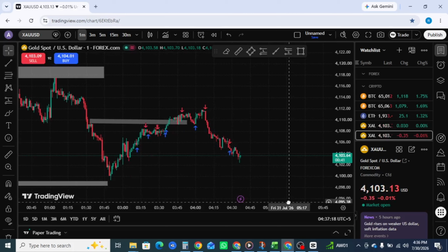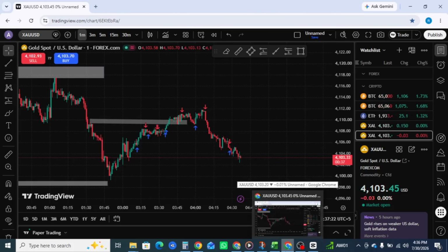started. Paper trading is TradingView's built-in trading simulator. It allows you to buy and sell financial instruments using virtual money while practicing in real market conditions. It's one of the best ways to learn trading, test strategies, and build confidence before trading with real funds.